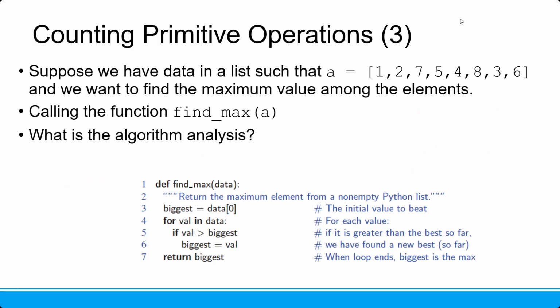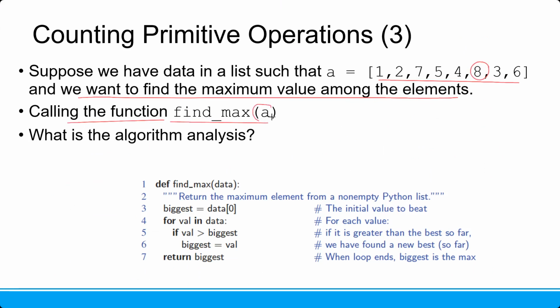Now, let's do something more complex. Suppose we have data in a list such that A is this one: 1, 2, 7, 5, 4, 8, 3, 6. And we want to find the maximum value of the elements. So we know that the maximum is 8. There is an algorithm, a function, we call it find maximum.